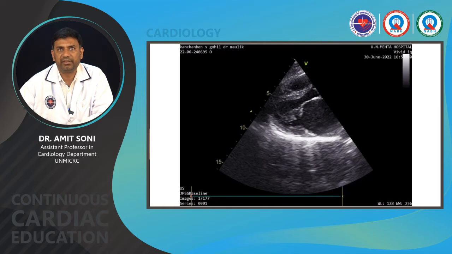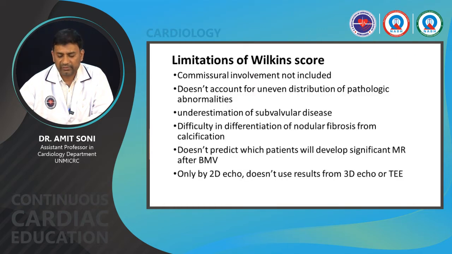So this is a calcified mitral valve. Limitations of the Wilkins score: commissural involvement is not included, it doesn't account for uneven distribution of pathologic abnormality, it underestimates subvalvular disease, there is difficulty in determining nodular fibrosis and calcification, and it doesn't predict which patients will develop significant mitral regurgitation after BMV. It is calculated by 2D echo only and doesn't use results of 3D or TEE.